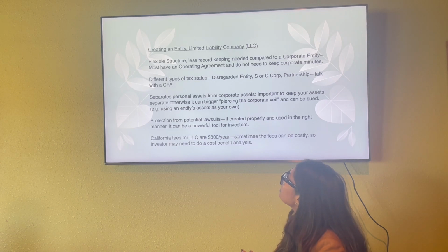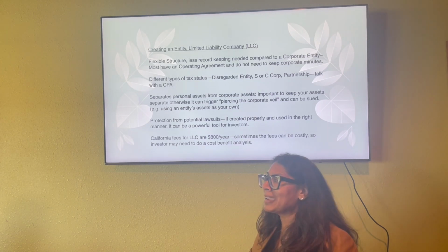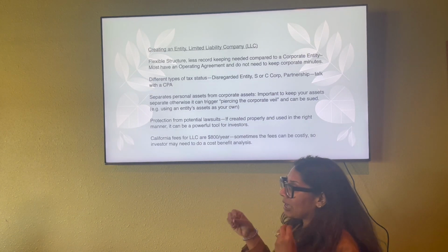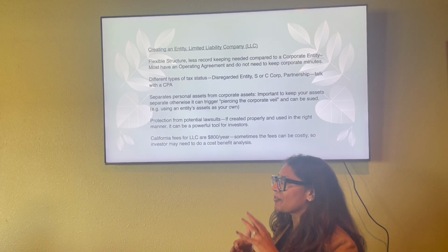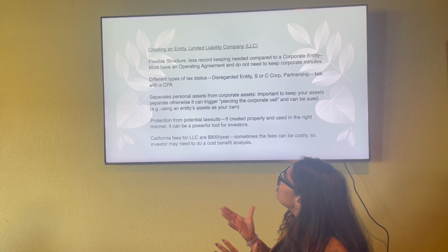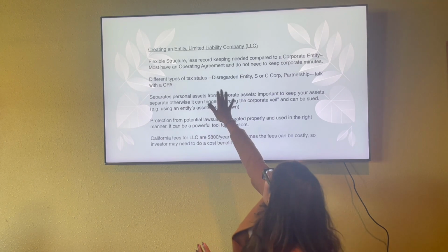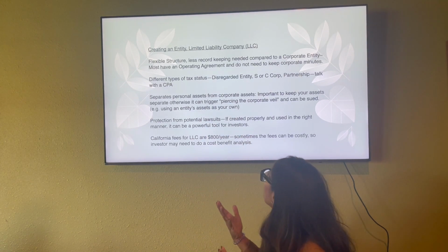When you have real estate investors, they may say, well, why can't I have an S Corp or a C Corp? Corporations have a lot more record keeping. You have to have corporate minutes, things like that. So the LLC has the best of both worlds, but it allows you to have an operating agreement and you don't have to keep corporate minutes.